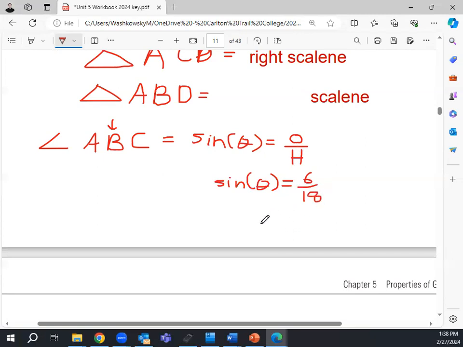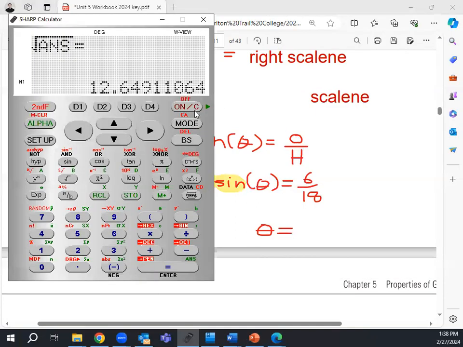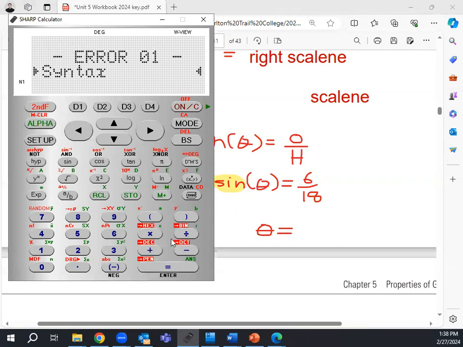But remember, I do not care what the sine of the angle is. I care what the angle is. I need to get rid of this sine here, which means I'd have to divide by sine. But again, as we established, if you take your fraction, 6 over 18, and try to divide it by sine, it's going to break your calculator. You have to trick it.